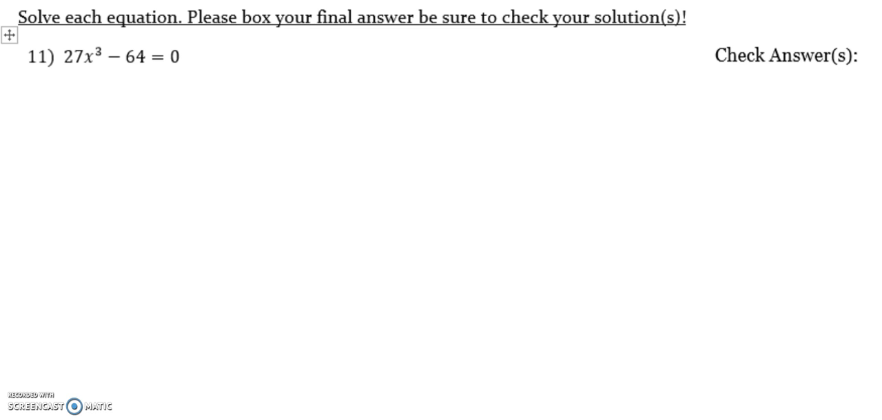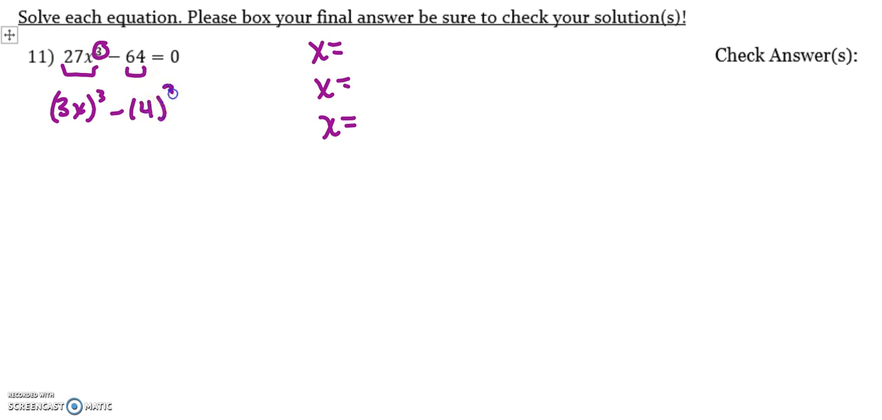So for this polynomial to start, we have 27x to the third minus 64 equals 0. I know that I'm looking for 3 answers. The reason I know I need 3 answers is because of the degree of my polynomial. So looking at this, I have the difference of 2 perfect cubes. This first thing is going to be 3x that has been cubed, and this second term is going to be 4 that has been cubed is equal to 0.